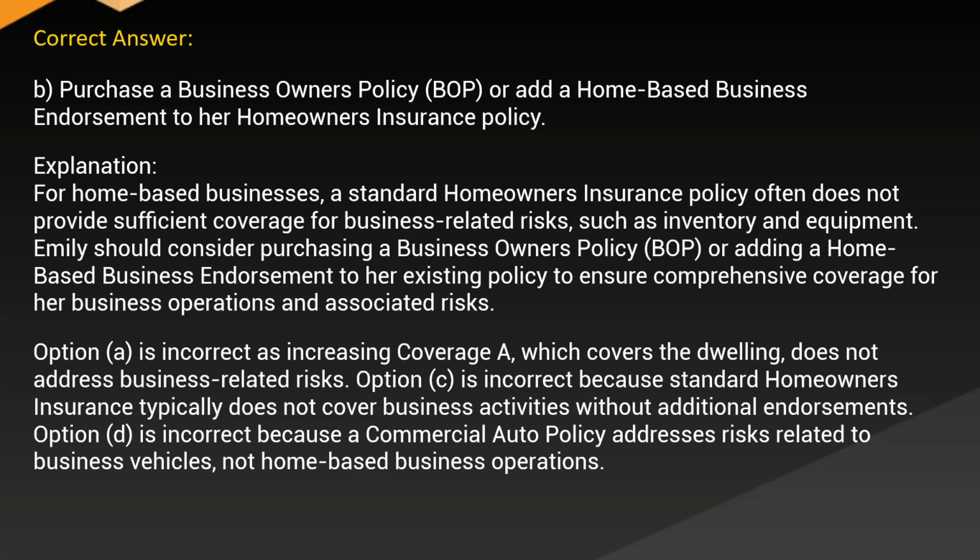Option A is incorrect as increasing coverage A, which covers the dwelling, does not address business-related risks. Option C is incorrect because standard homeowners insurance typically does not cover business activities without additional endorsements. Option D is incorrect because a commercial auto policy addresses risks related to business vehicles, not home-based business operations.